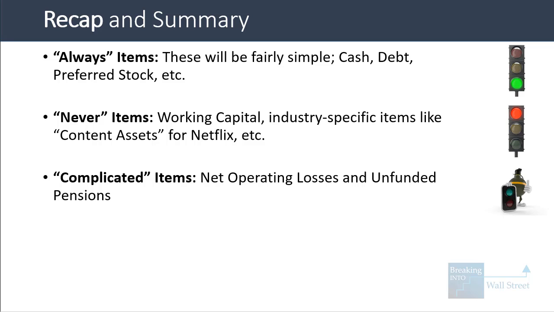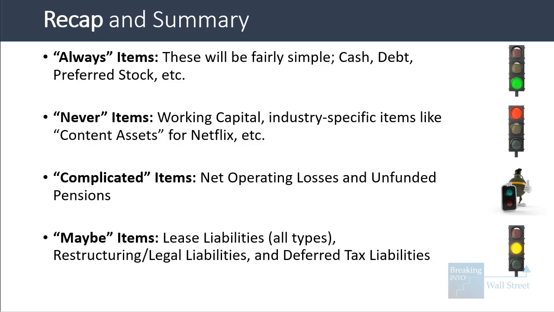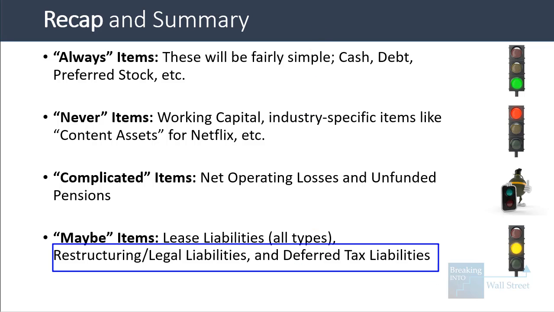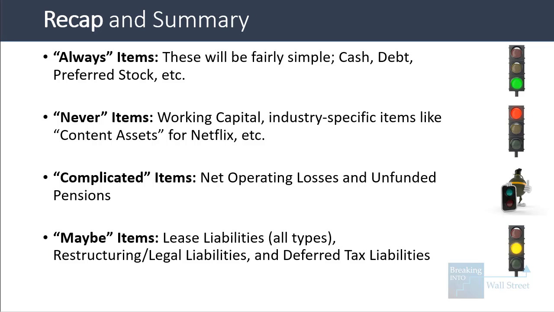Then you have complicated items like net operating losses and unfunded pensions, which will usually factor in, but you may have to adjust these a little bit and take into account the company's tax treatment. And then you have the maybe items like lease liabilities, restructuring legal liabilities, and deferred tax liabilities. And in all these cases, they either depend on the accounting system, as with lease liabilities, or they're very subjective and not something that we recommend adding or factoring in at all in the case of the latter two. Some people will argue this very aggressively that you should, but in our experience, most banks and other finance firms don't do this, and we think the case overall is pretty weak in most scenarios.